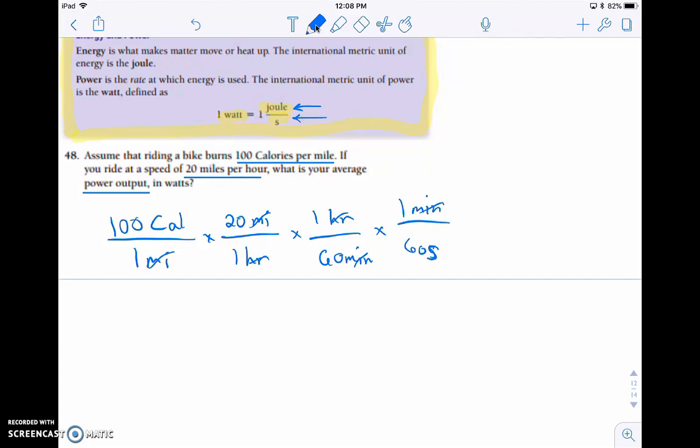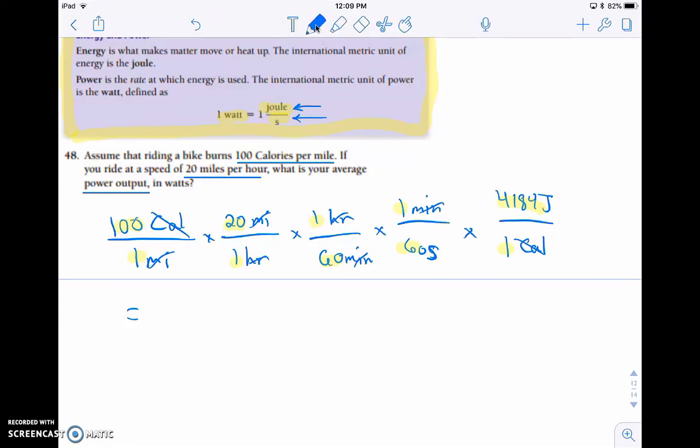Now we've got to convert from calories to joules, and we knew from above that 1 calorie was 4,184 joules. So that will cancel out our calories. So now when I multiply all this out, I'm going to do 100 times 20 times 1 times 1 times 4184 divided by 1 times 60 times 60 times 1.